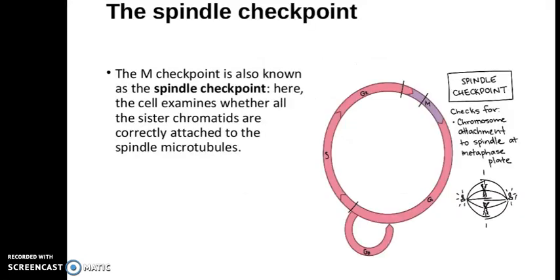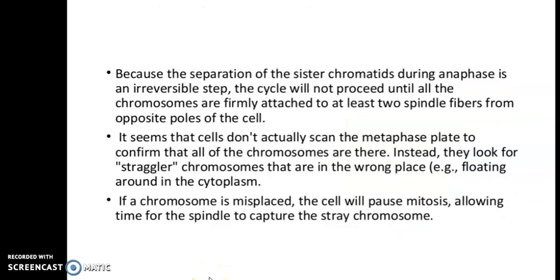Next is the spindle checkpoint or the M checkpoint. Here the cell examines whether all the sister chromatids are correctly attached to the spindle microtubules, because the separation of the sister chromatids during anaphase is an irreversible step. The cycle will not proceed until all the chromosomes are firmly attached to at least two spindle fibers from opposite poles of the cell.